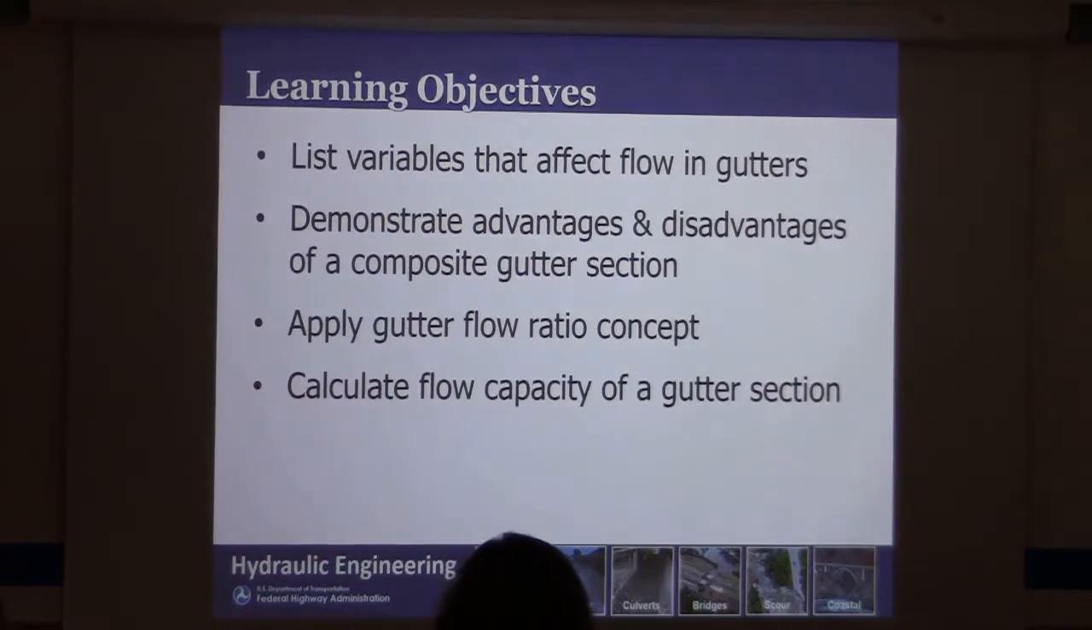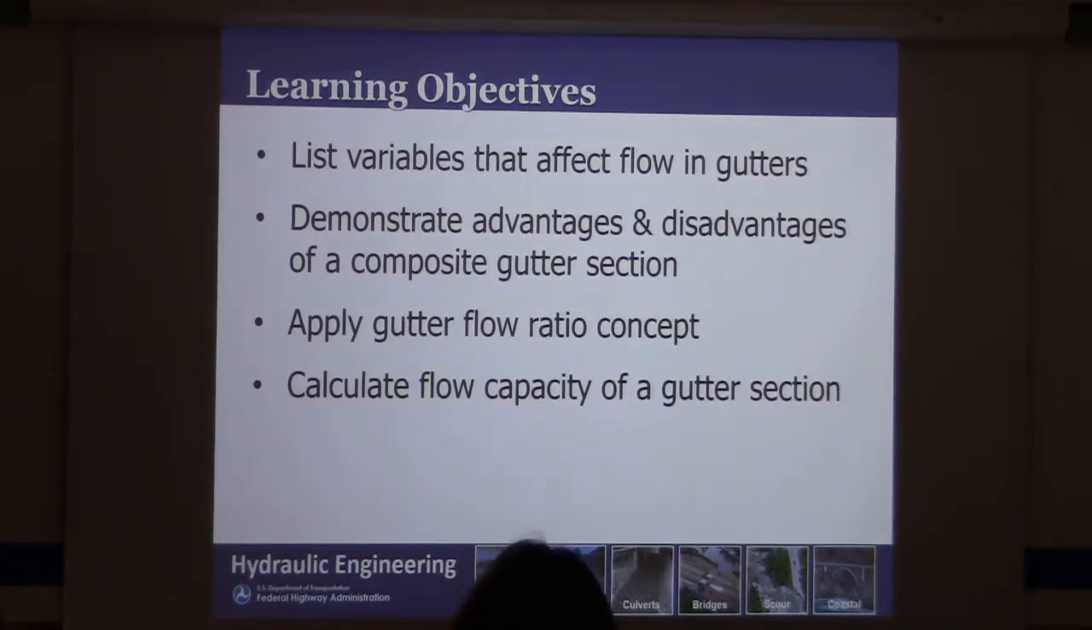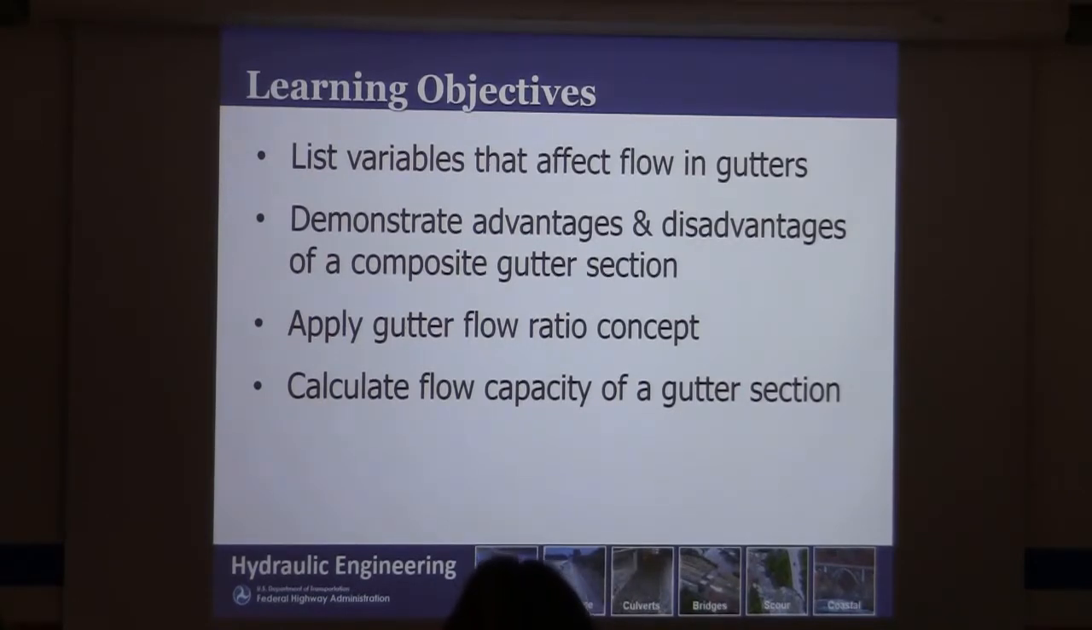flow. Our learning objectives are going to be to list the variables that affect flow in gutters. We're going to demonstrate some advantages and disadvantages of composite gutter sections. We're going to apply the gutter flow ratio concept, and we're going to calculate the flow capacity of a gutter section, actually gutter sections, because we're going to do uniform slope and composite slopes.